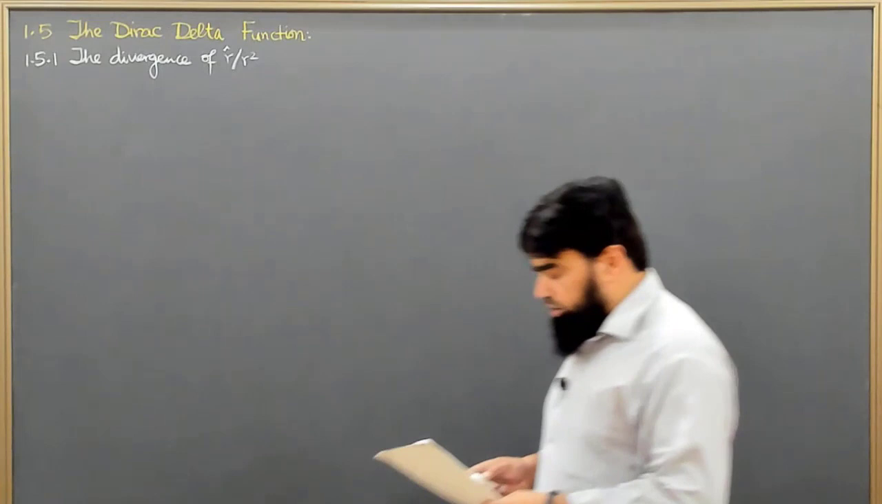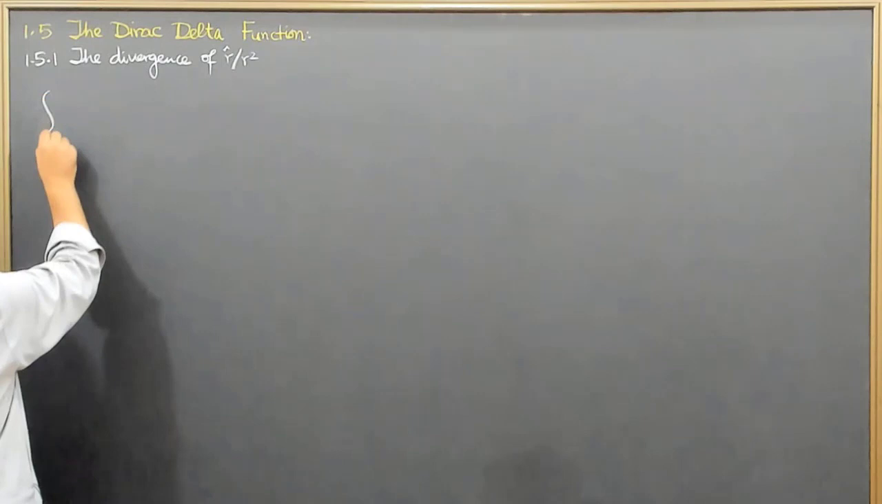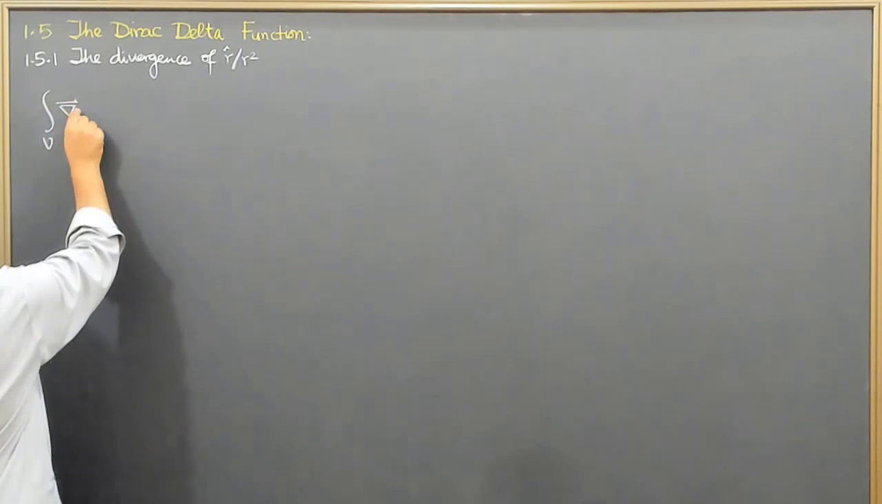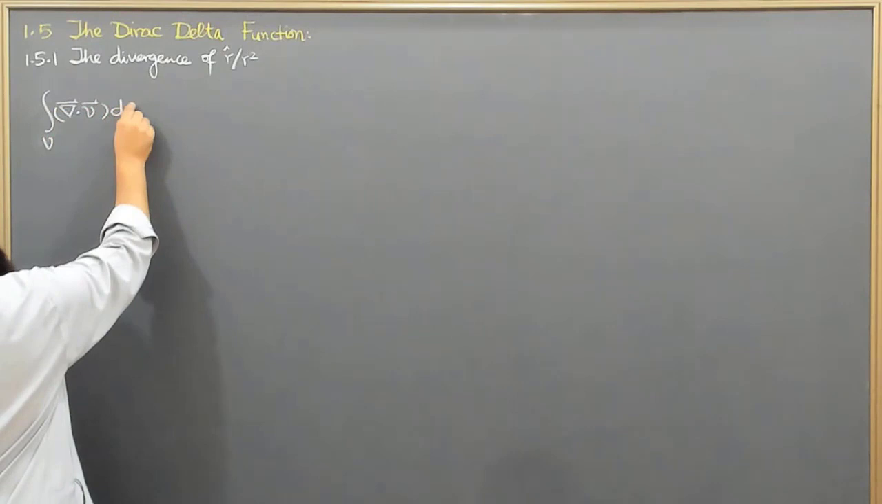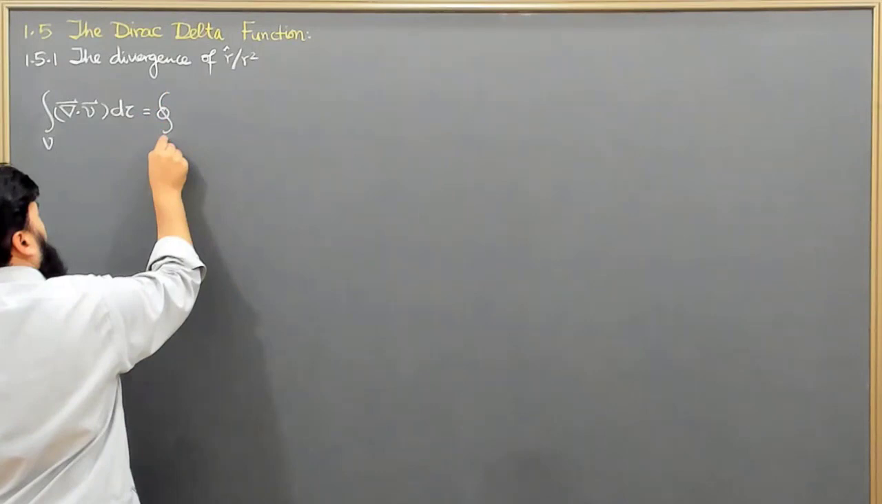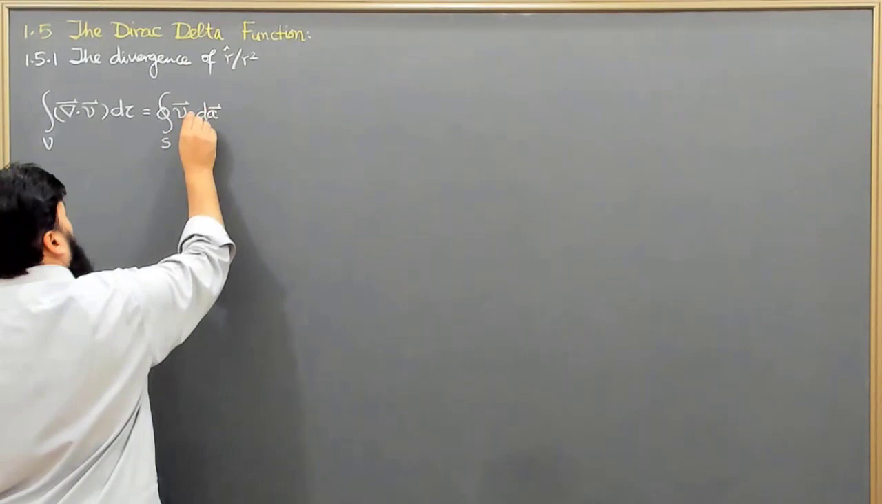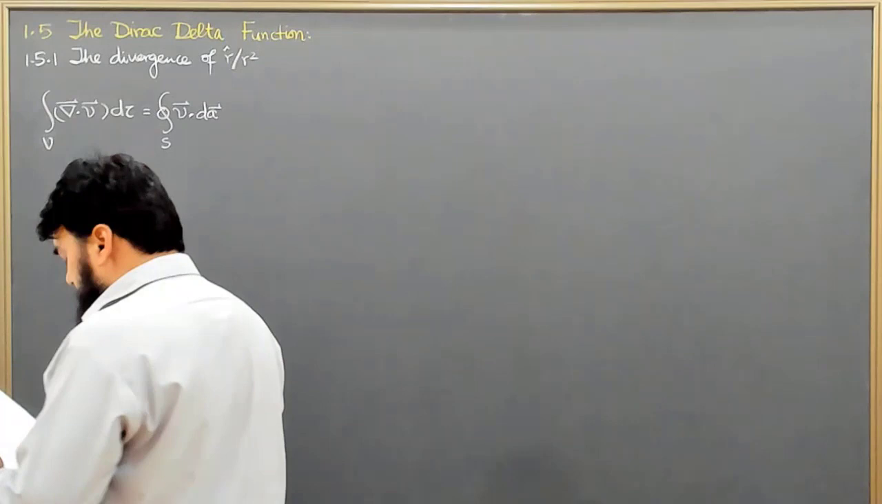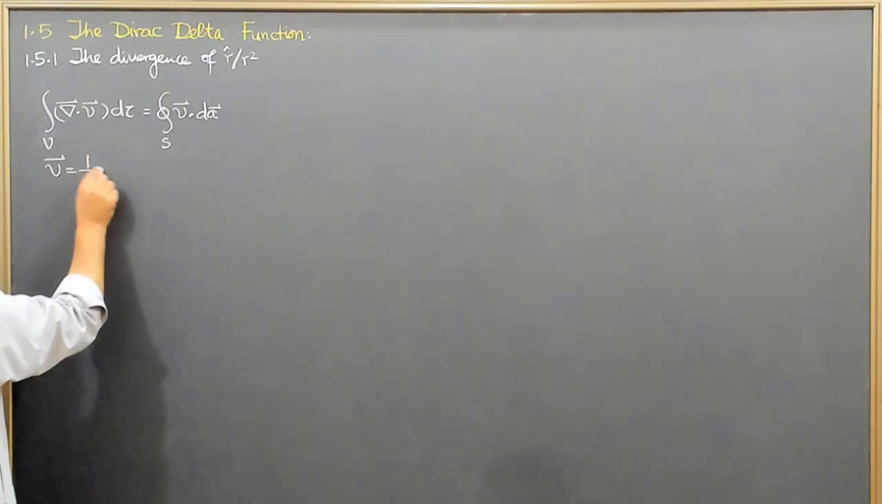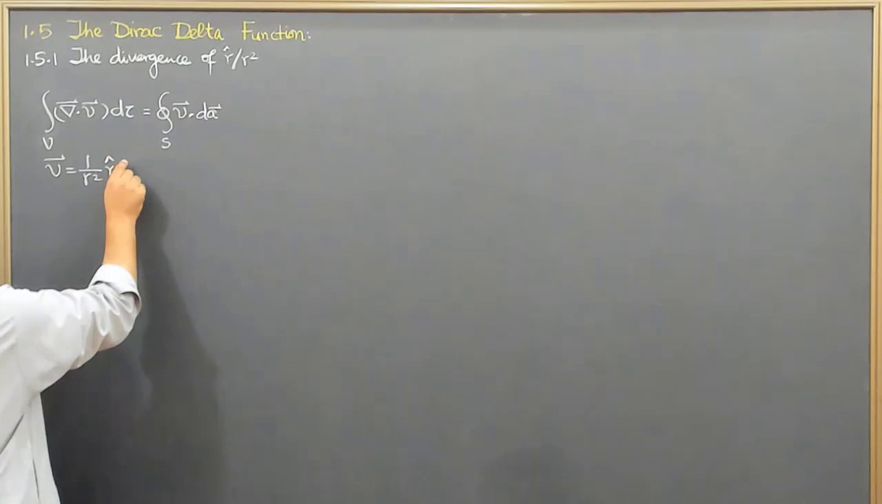Let me consider the divergence theorem, which is the divergence on a volume of a physical quantity, V, or a function. The integral of the divergence of V over a volume, d tau, is equal to a closed surface integral of V dot dA. This is the divergence theorem which we have already covered. Now, if my function is V equals 1 over r square, r unit vector, I find its divergence.